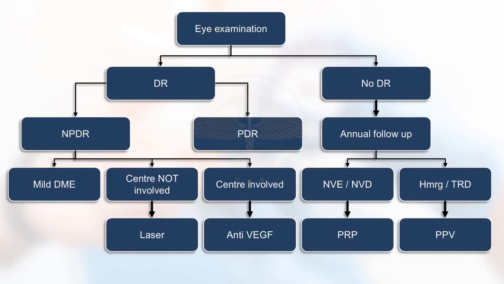In summary, on eye examination there may be diabetic retinopathy or no diabetic retinopathy. If there is no diabetic retinopathy, annual follow-up is necessary for type 2 patients and type 1 patients. If it is diabetic retinopathy, then we have to find out whether it is non-proliferative or proliferative diabetic retinopathy. If it is non-proliferative, whether there is mild diabetic macular edema where the center is not involved or the center is involved. If the center is not involved, then laser is used. If the center is involved, then anti-vascular endothelial growth factor injection, which we have described just now.